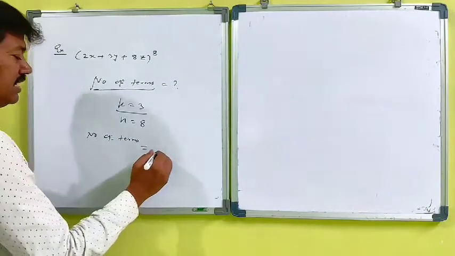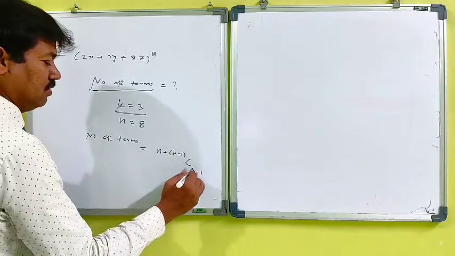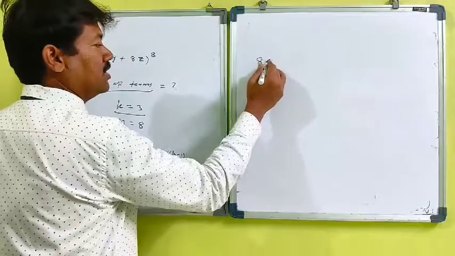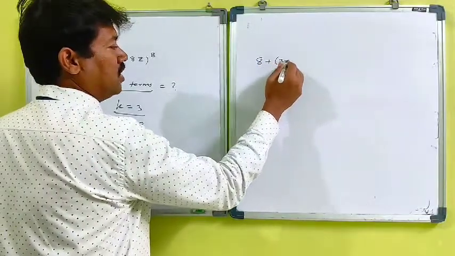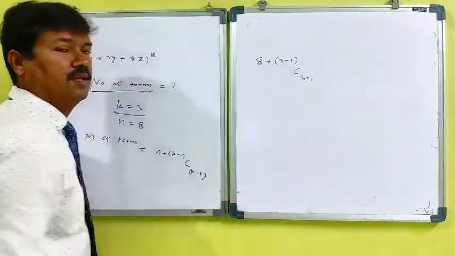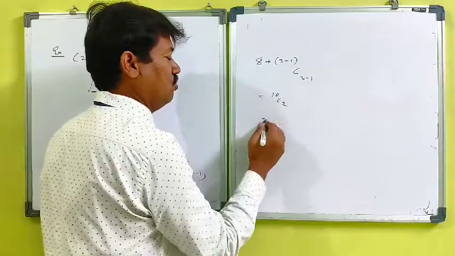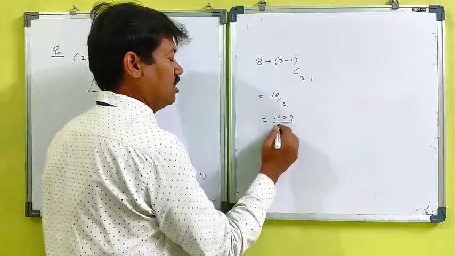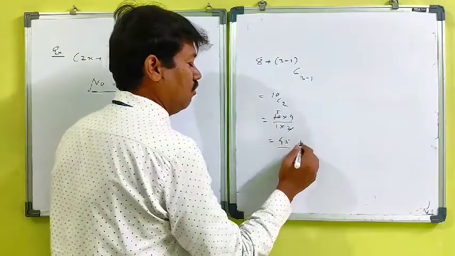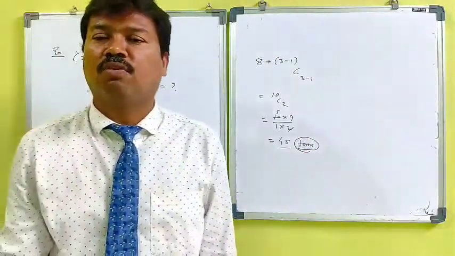What does the formula say? N plus k minus 1 C k minus 1. N is equal to 8, so it is 8 plus k minus 1, meaning 3 minus 1, C k minus 1. 8 plus 3 is 11, 11 minus 1 is 10. So it is simply 10C2. 10C2 is 10 into 9 over 1 into 2, cancel with this. So there are a total of 45 terms.